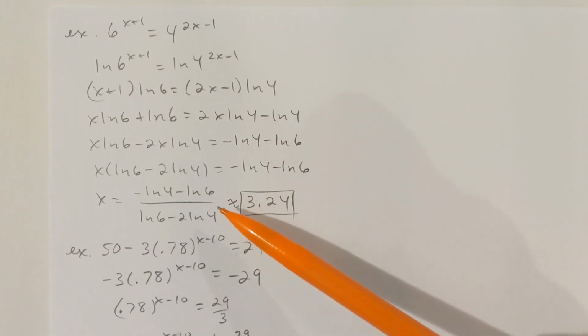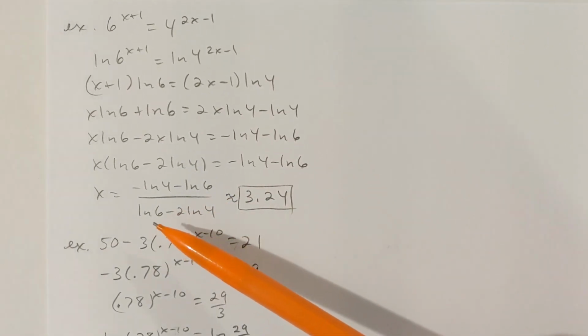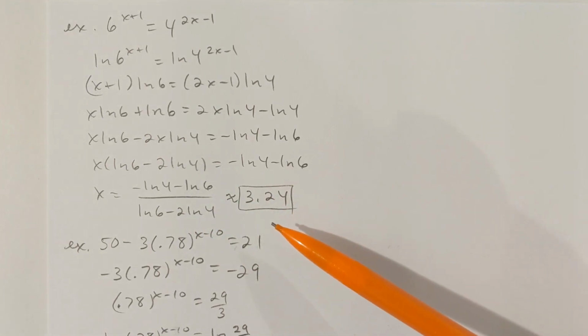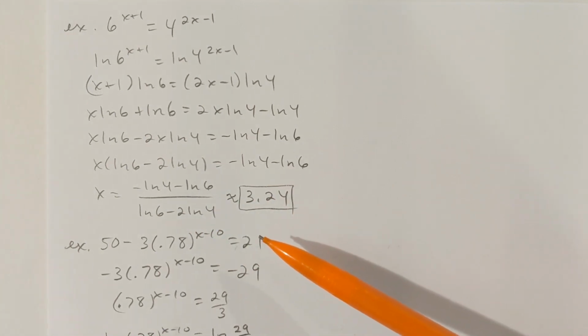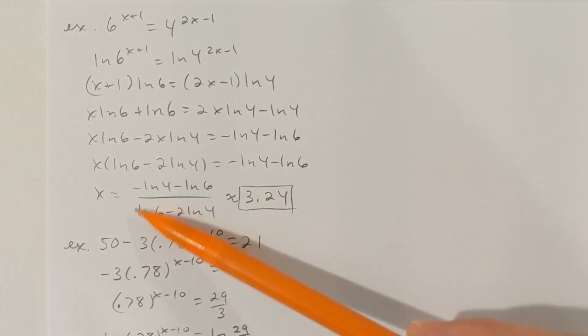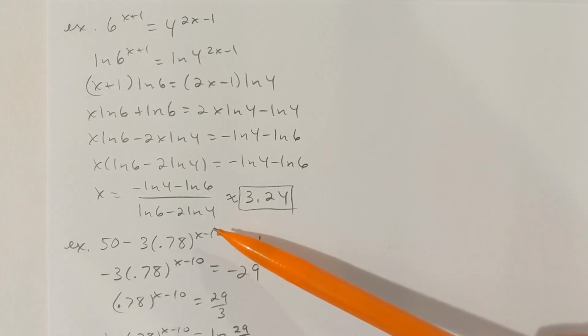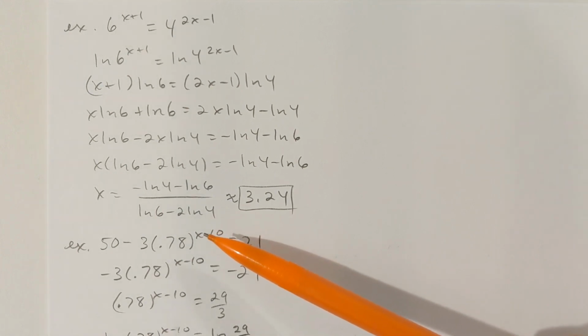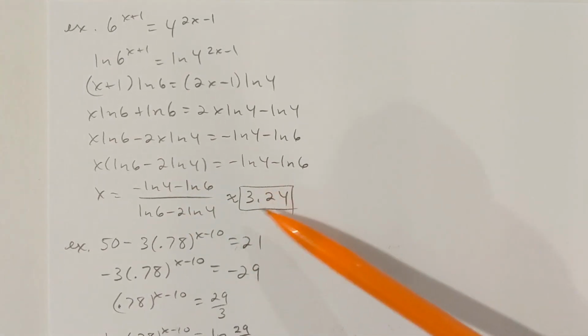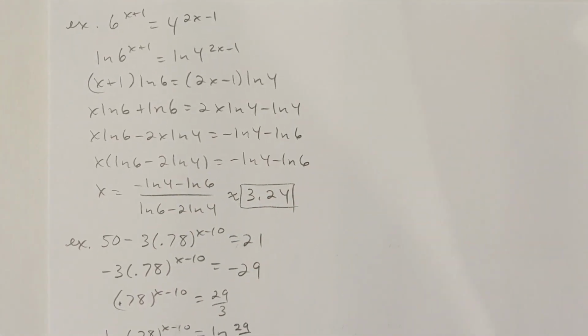Negative ln 4 minus ln 6, all over ln 6 minus 2 ln 4, would be roughly 3.24 in decimal form. If you type in the whole thing all at once, you'd want parentheses around the numerator and also the denominator, just so your calculator knows to divide at the very end. That would likely be the problem if you were not getting this decimal, if you were trying that on your own there.